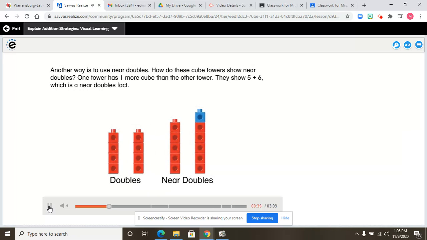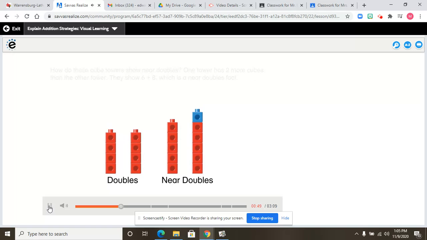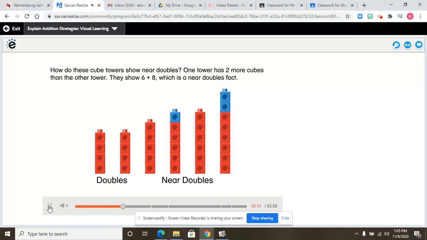Another way is to use near doubles. How do these cube towers show near doubles? One tower has one more cube than the other tower. They show 5 plus 6, which is a near doubles fact. How do these cube towers show near doubles? One tower has two more cubes than the other tower. They show 6 plus 8, which is a near doubles fact.